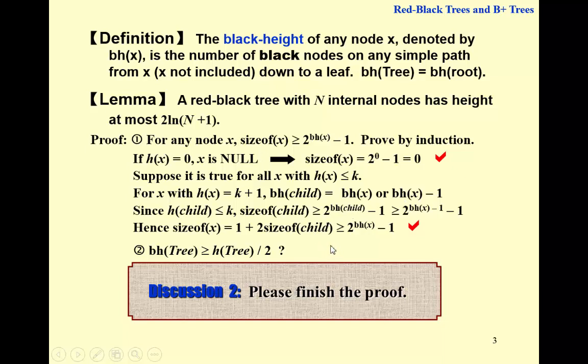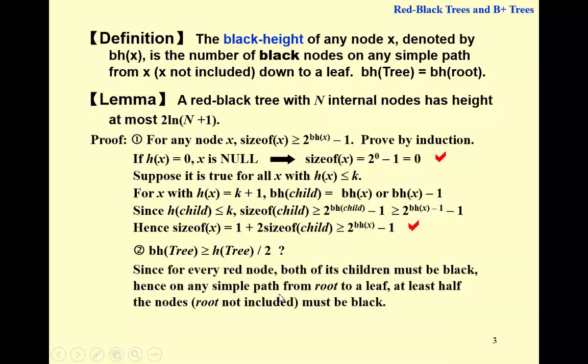So it's quite simple, right? Remember the fact that for every red node, both of its children must be black. Therefore, it means that we may have many black nodes along a path, but we can't have too many red nodes. And therefore, on any simple path from root to a leaf, at least half of the nodes must be black.